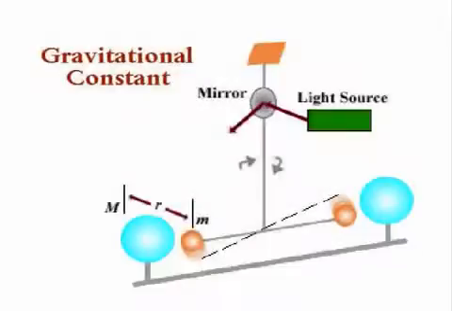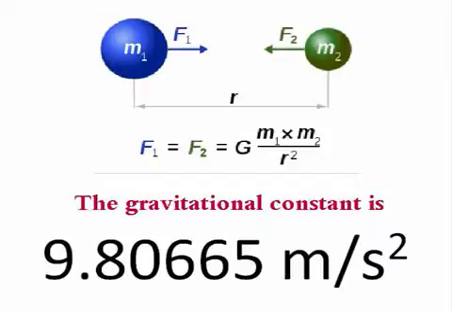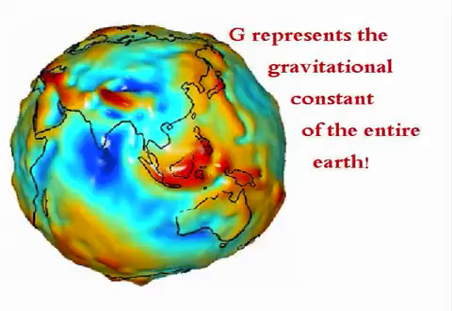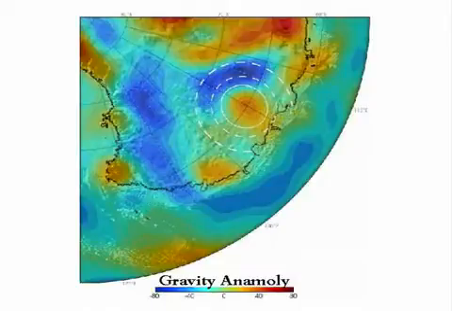The standard acceleration gravity constant, G, was first developed by Isaac Newton in the 17th century. Today, scientists have precisely calculated G to equal 9.80665 meters per second squared. G represents the gravitational constant of the entire Earth. However, small deviations from this number can be measured at the surface of the planet using a gravity meter.